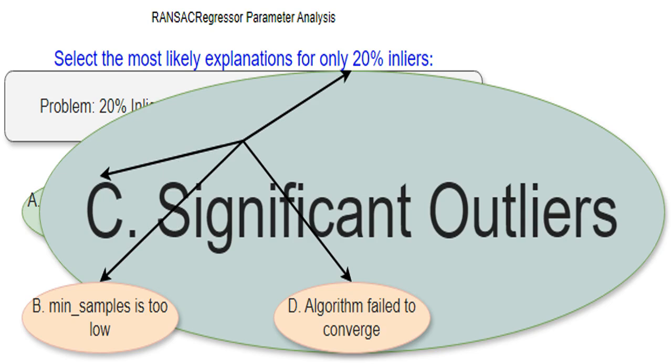I think it's highly probable that the dataset contains a significant number of outliers. Even with a well-tuned RANSACRegressor, a large number of outliers would make finding a reliable model difficult. The algorithm would have trouble identifying the true pattern amidst these outliers.